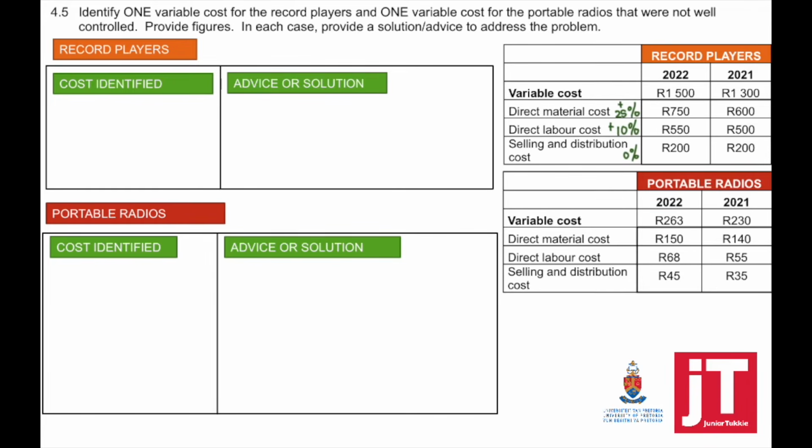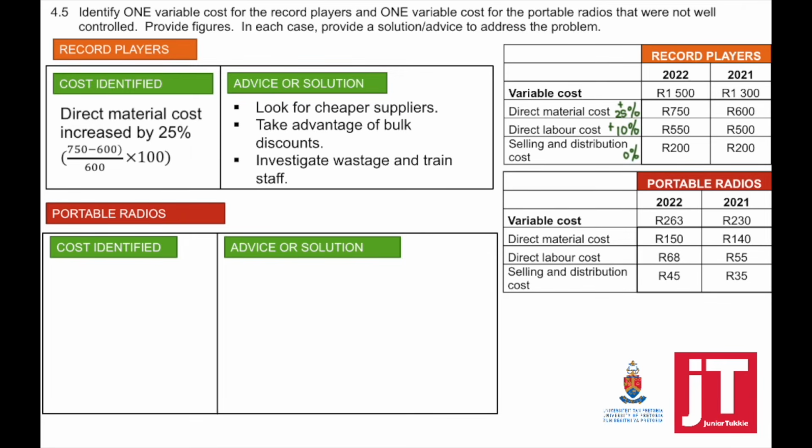So if we look at direct material cost, it increased by 25%, which is a lot compared to the direct labor cost at 10%. The selling and distribution cost remained the same, 0% increase. This means that the cost that we can identify is the direct labor cost. To get that percentage, you take 750 minus 600 divided by 600 times 100. Advice or solution: look for cheaper suppliers, take advantage of bulk discounts, investigate wastage, and train staff.